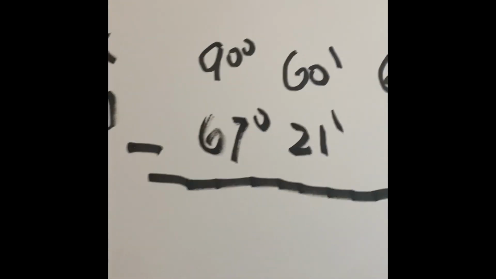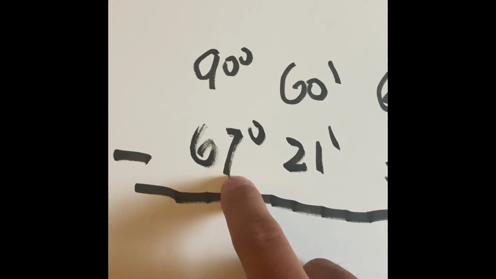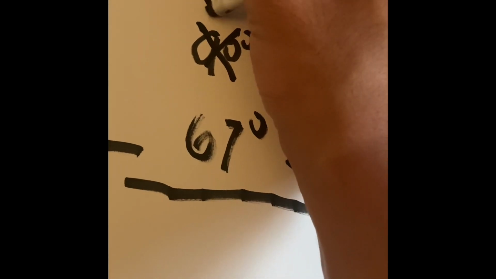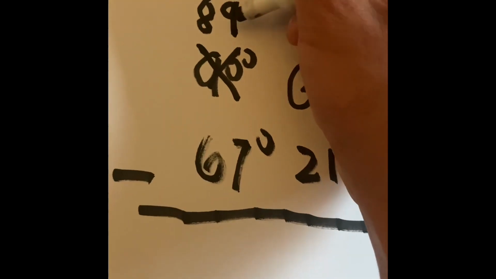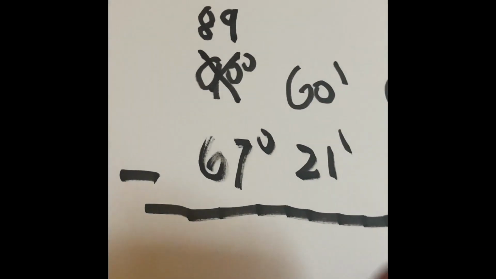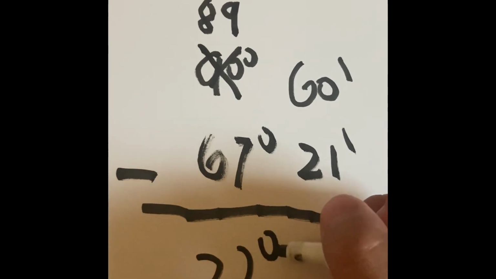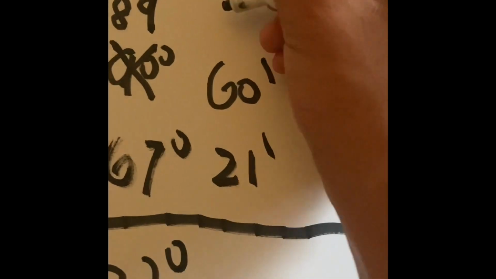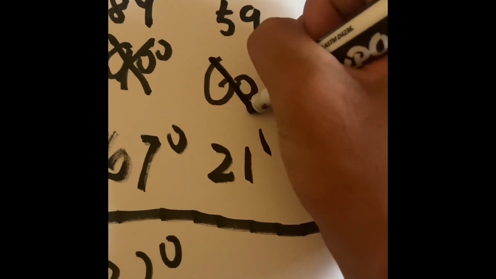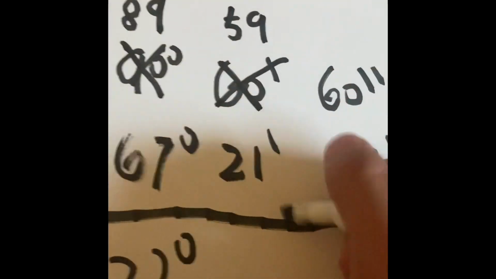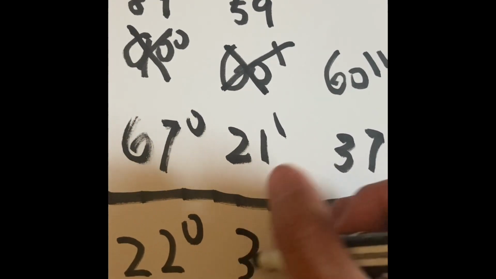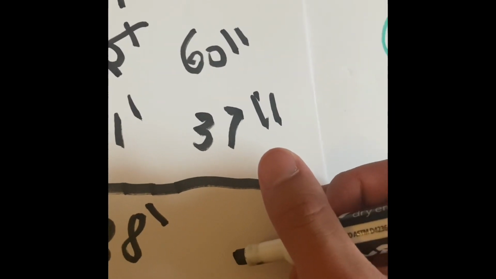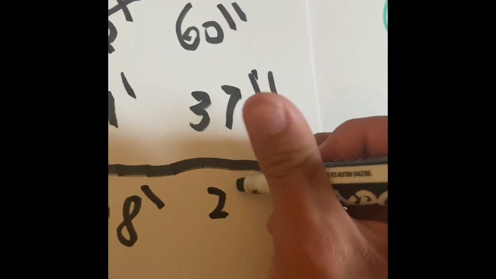So starting out here, since we have a 0 and a 7, we want to change it down a bit. So cross out that 90 and turn it into an 89. Now we say 89 subtract 67, that will be 22 degrees. Just like this one, the 60, you don't want to have a 0, so we're going to put it into a 59. Cross out the 60 minutes, now 59 minus 21 is going to be 38 minutes. And this one you can leave okay, and that just becomes 23 seconds.